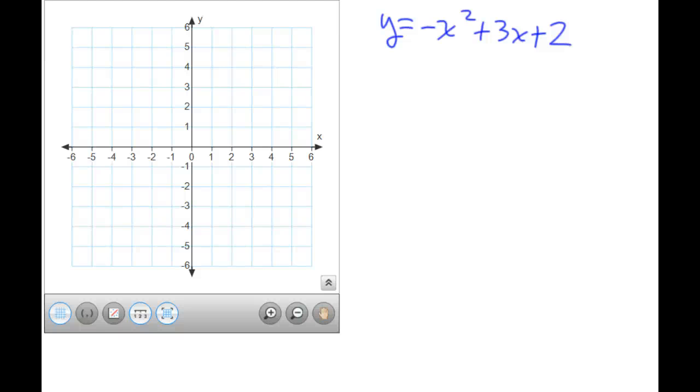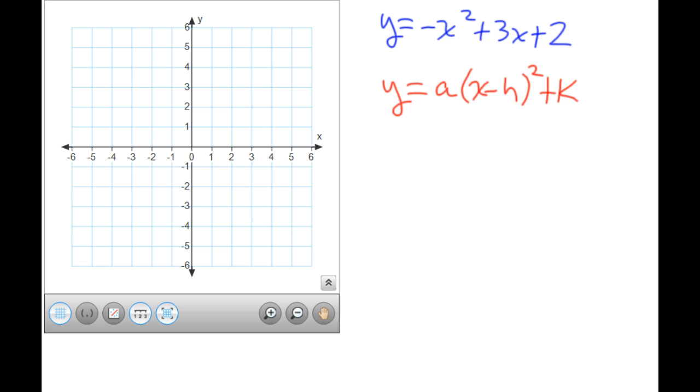Good morning. For the next screencast, I'll be showing how to take a quadratic equation in standard form, rewrite it in vertex form, and using that, create some interesting points that we can help graph this function with. All right. Well, we first start with what is vertex form. It's y equals a parentheses x minus h squared plus k.